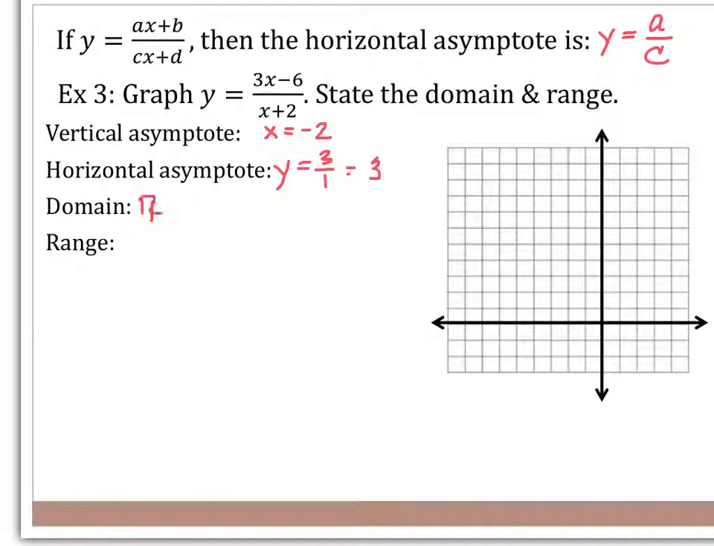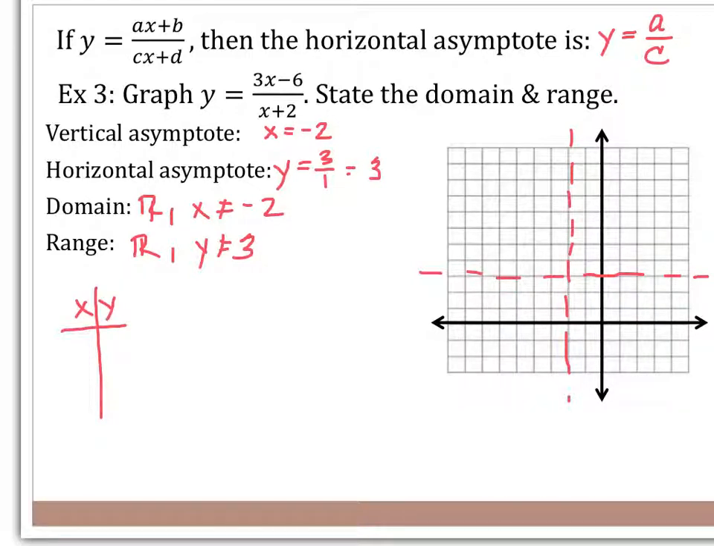Domain, all reals, x not equal to -2. Range, all reals, y not equal to 3. And I'm going to go ahead and put my asymptotes on here. There we go. Guidelines to keep us from crossing over where we're not supposed to be. So this is going to be my bigger than -2 side, and this is going to be my smaller than -2 side, or you can switch them up. Actually, that might make more sense.